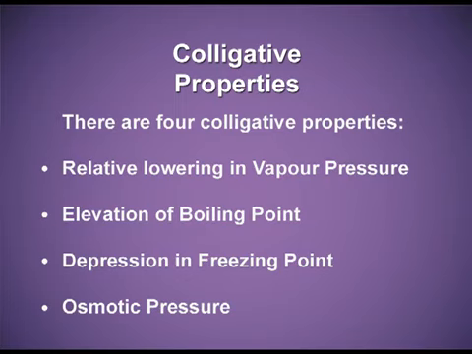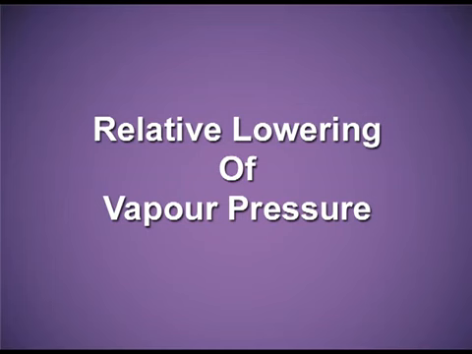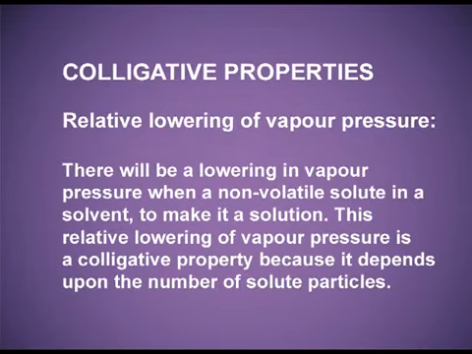The first colligative property is relative lowering of vapor pressure. Just now in the beginning I explained that there will be a lowering in the vapor pressure when I mix a non-volatile solute in a solvent to make a solution. This relative lowering of vapor pressure is a colligative property because it depends upon the number of solute particles. The more the solute particles, the more the concentration, the more the molality, the more will be the lowering in the vapor pressure.